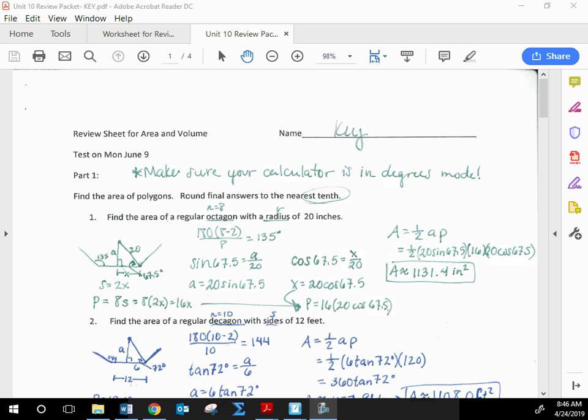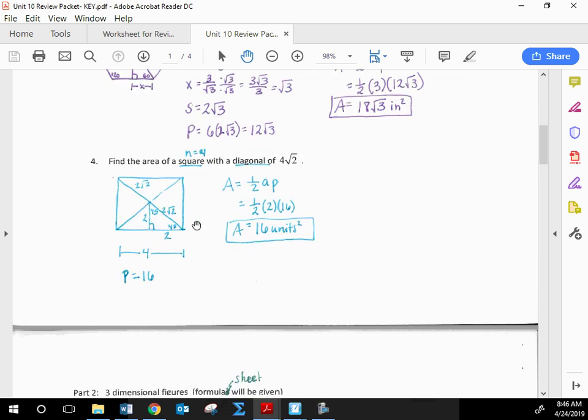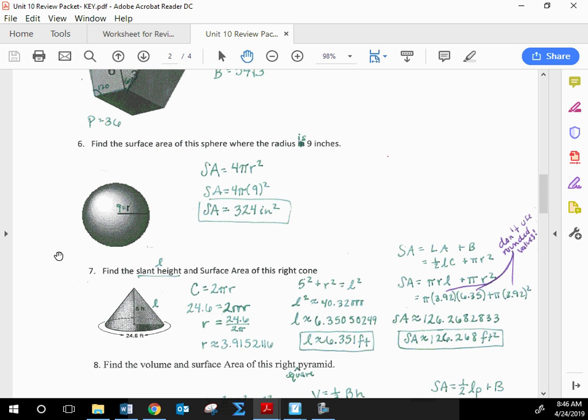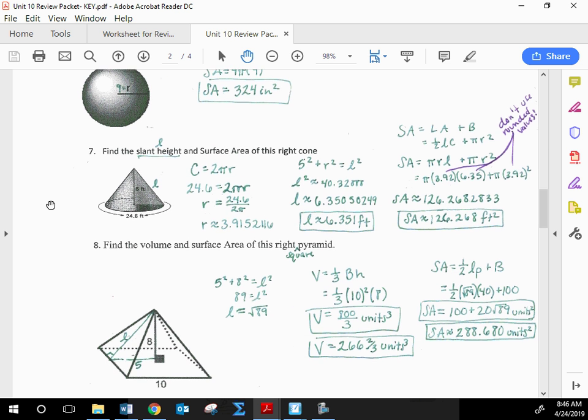Alright, let's go ahead and take a look at these. If you're still checking and you have questions as we're going through, just go ahead and add them throughout the board. Alright, we're going to take a look at number 7 first. It says find the slant height and surface area of the right cone. And I think that says 6.